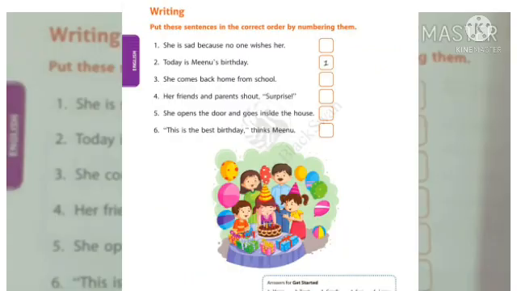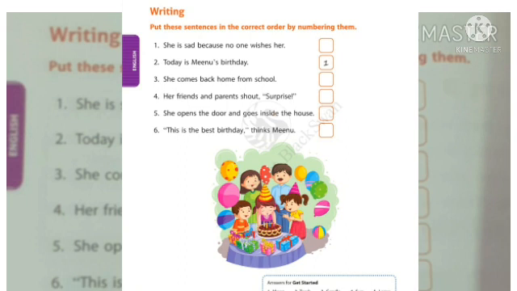Here is a textual activity. Put these sentences in the correct order by numbering them. Here they are given 6 sentences. I will read one by one. First one, she is sad because no one wishes her. Second one, today is Minu's birthday. Third one, she comes back home from school. Fourth one, her friends and parents shout surprise. Fifth one, she opens the door and goes inside the house. And the last one, this is the best birthday, thinks Minu.